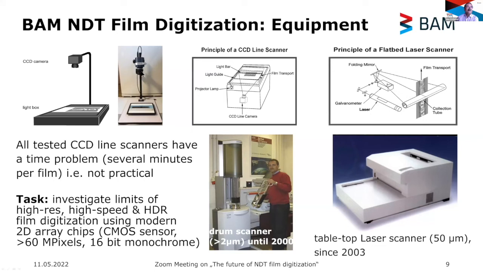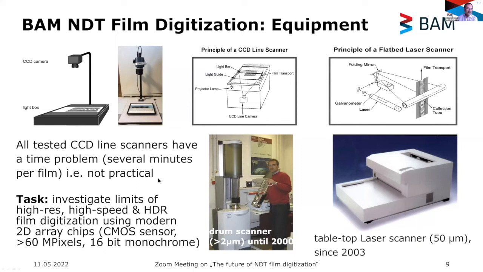And the state of art we investigated recently, because what we found was also from my first experience in 1997 that all the tested CCD line scanners, you scan with the CCD line one line, and then you move the film under the scanning line and collect so the area. They all have a time problem if you go for NDT films. And also the certificate what we released last year for Microtech, they scanned several minutes to acquire a film. And this I do not really consider as practical.